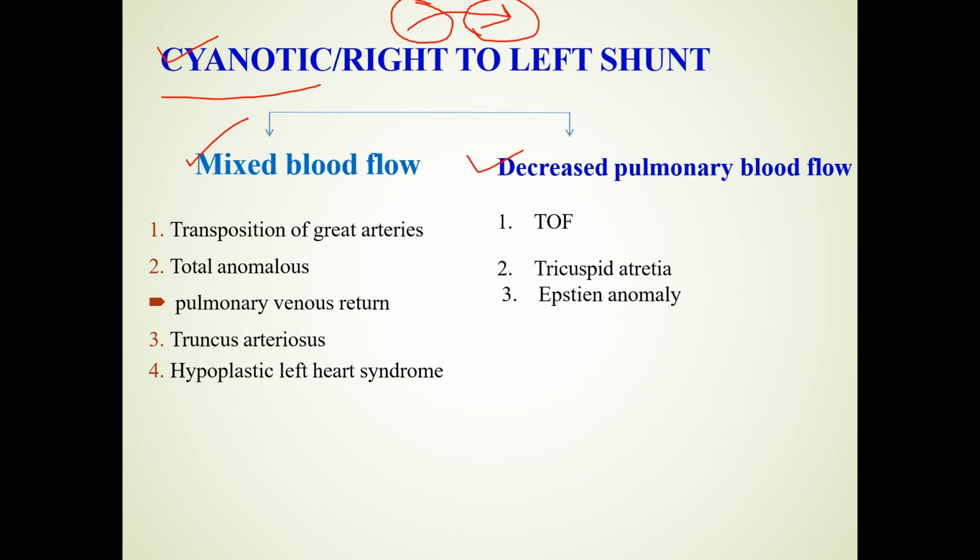Mixed blood flow includes transposition of the great arteries, total anomalous pulmonary venous return, truncus arteriosus and hypoplastic left heart syndrome. And increased pulmonary blood flow includes TOF. TOF means tetralogy of Fallot, and tricuspid atresia and Ebstein anomaly.